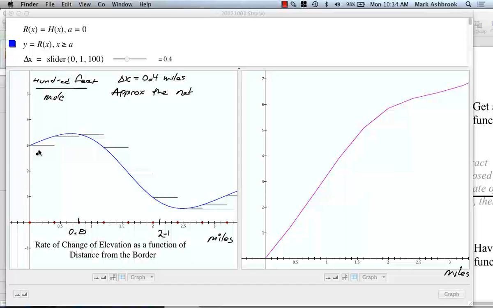And I'll label these steps as R1, R2, R3. Right, and the 1, 2, 3, 4 has nothing to do with how many miles. It's just saying the first and the second and the third. It's just an index. It's just counting. So we're going to approximate the net change in elevation from 0.8 miles from the border to 2.1 miles from the border. Go. You can do it.